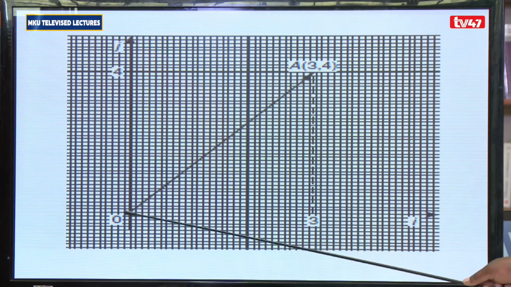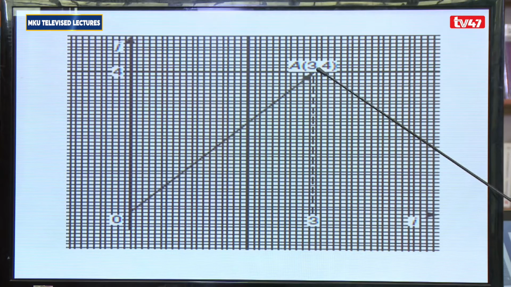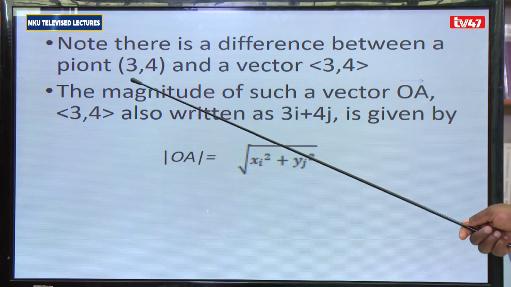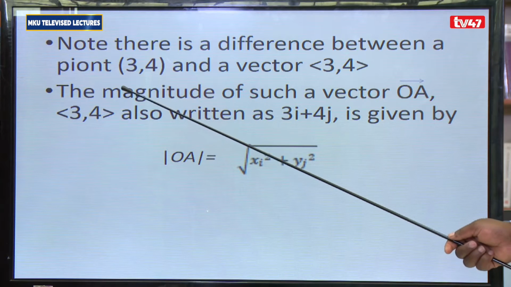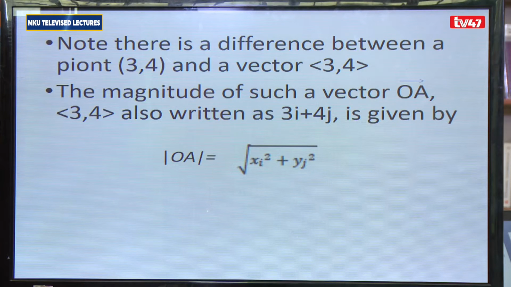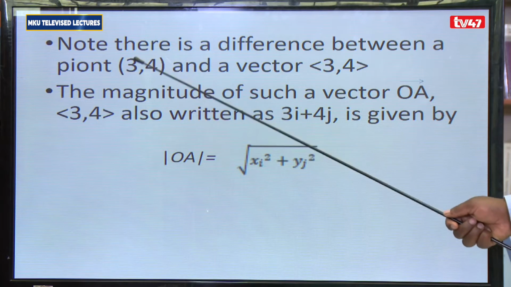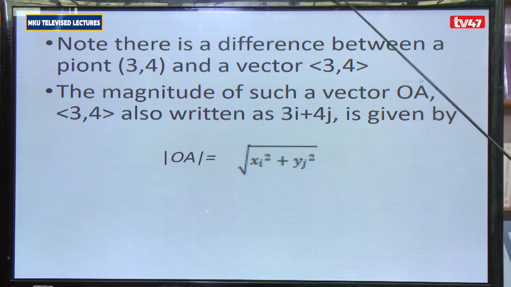The starting point is 0, and the end point is indicated by (3, 4). Note that there is a difference in the way we usually express a point and a vector. A point is usually shown by use of parentheses, or what we simply call brackets, and vectors are usually denoted by angle brackets, or signs of inequalities.